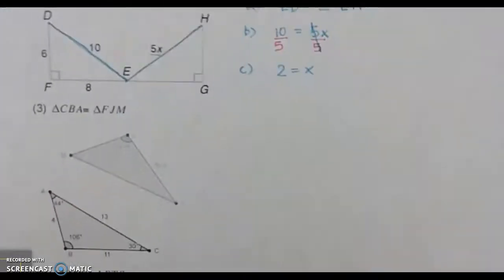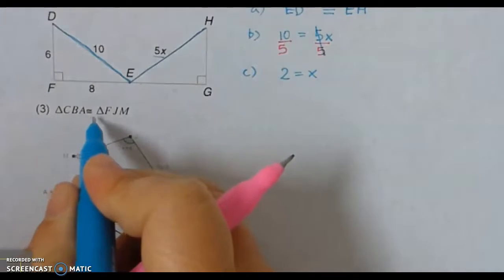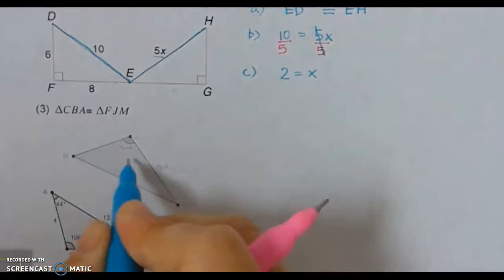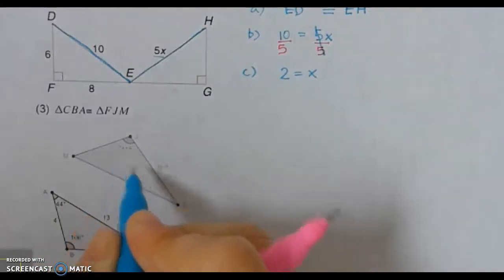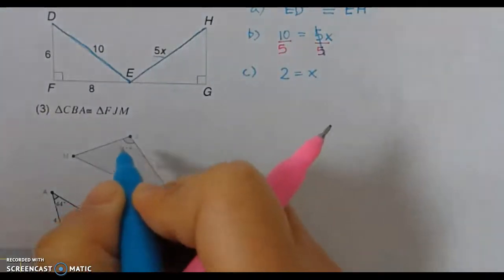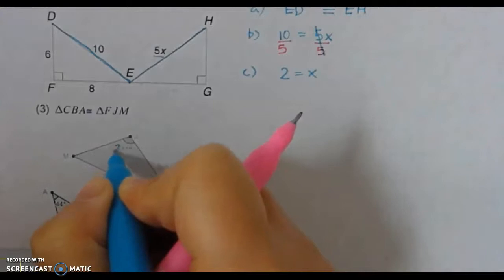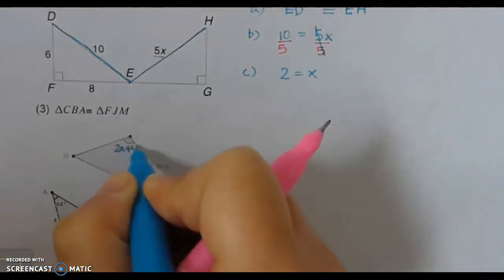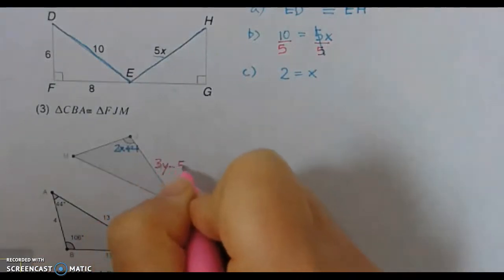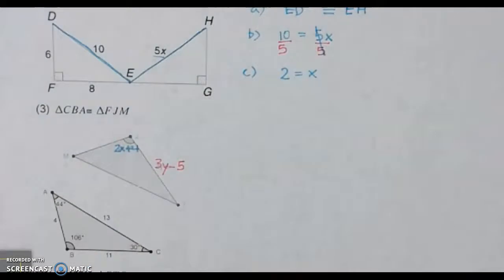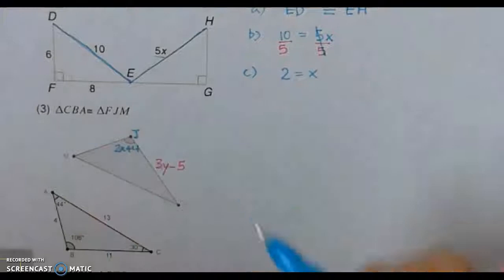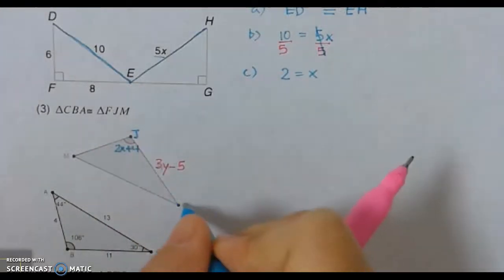Alright, then what about triangle CBA is congruent to FJM? That's the information we're given, and we are given more of an expression, not just a variable, but expressions containing the variable x and variable y. Just in case you cannot see this very well, it says 2x plus 4 here, and this says 3y minus 5. Okay, so now let's go with what we have, and I am going to clearly label this as J just in case you cannot see, and F here.